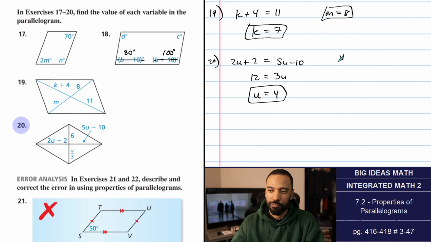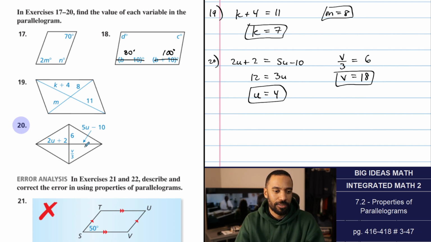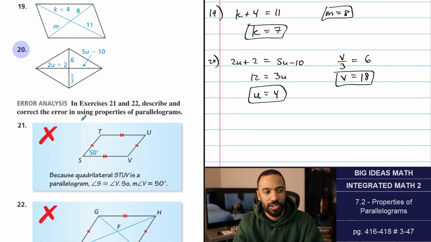V is expressed as a fraction, or rather division. V divided by 3 is 6. If I multiply both sides by 3, I will get 18, which is V's length, because that's 1/2 of the diagonal. That's the other half since the diagonals bisect each other.